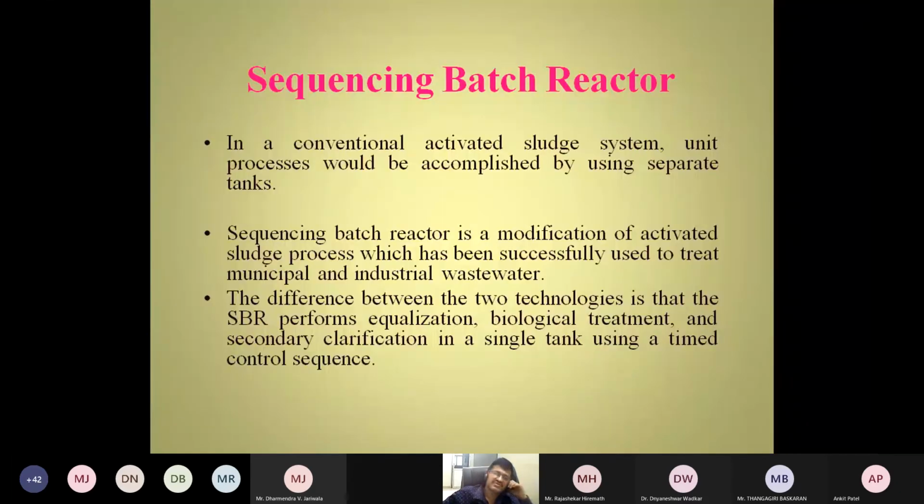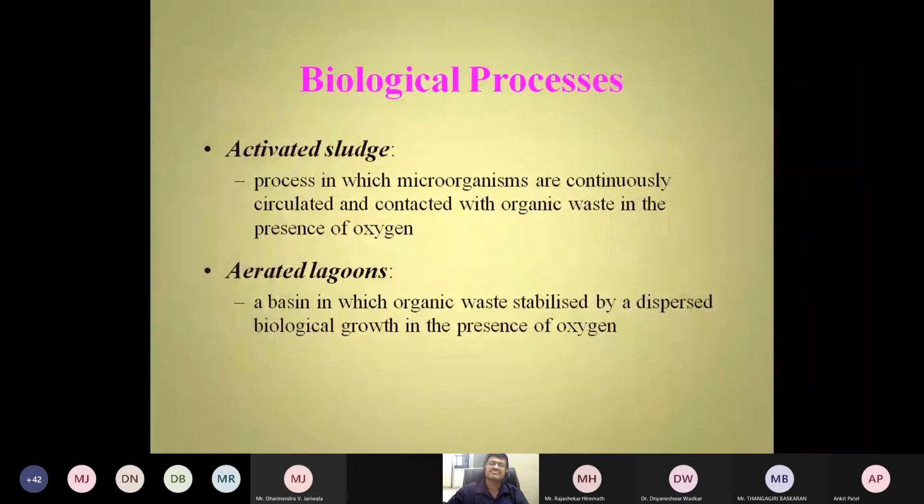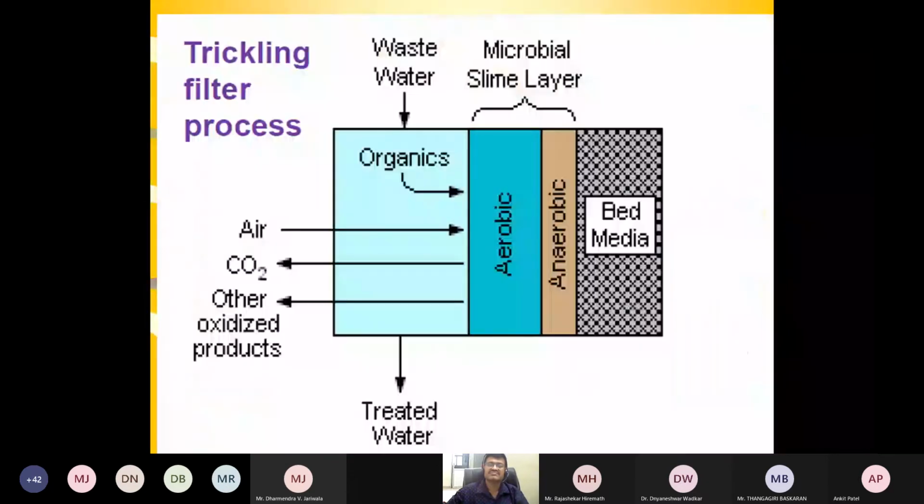Next is the sequencing batch reactor. The sequencing batch reactor is also an activated sludge process, and everything happens in one tank. There is no separate tank for reaction and for settling. Here you have seen two separate tanks, one is the aeration tank and one is the secondary clarifier. But in SBR, that is sequencing batch reactor, we are doing everything in one tank only. You see how it is done.